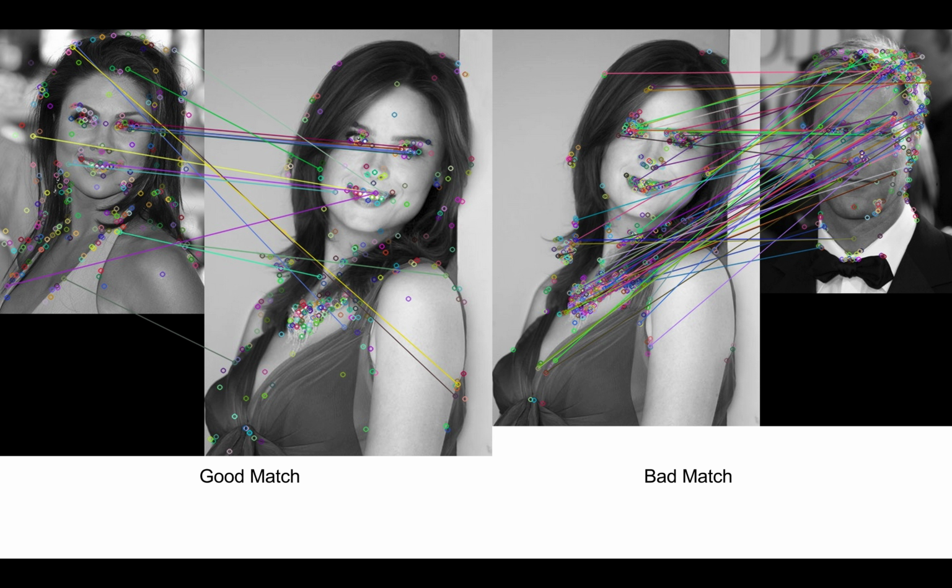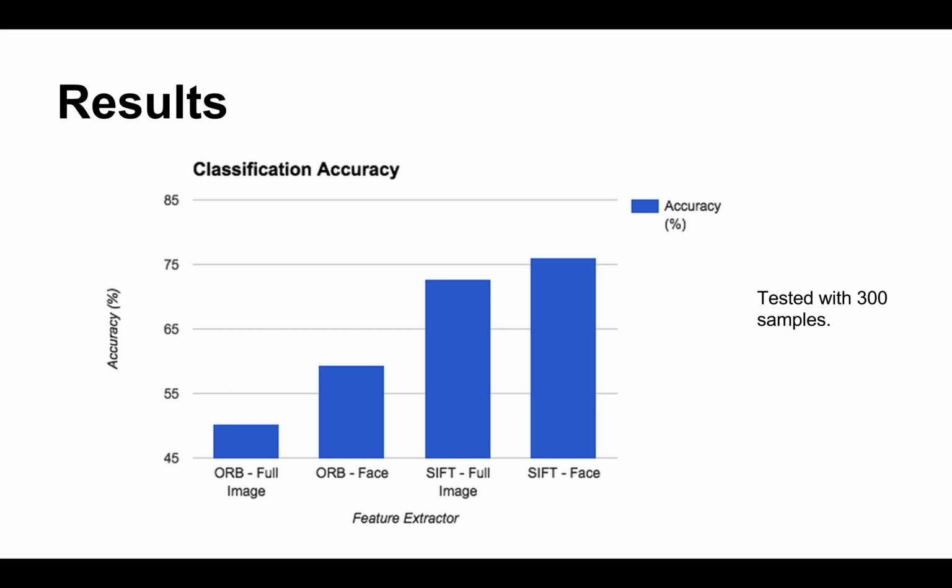So to summarize the results of the first approach, I used two different kinds of feature extractors, ORB and SIFT, and I also tried two different approaches. The first one was to just use the full image for feature matching, and the second was to identify faces in the image and use cropped faces for feature matching. In both cases, cropped faces yielded better results. And SIFT in general performed better than ORB and was yielding 76% accuracy.